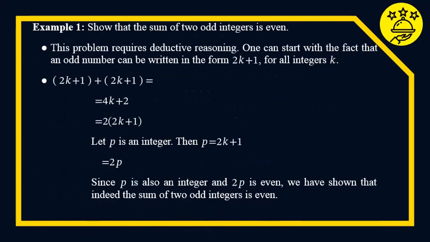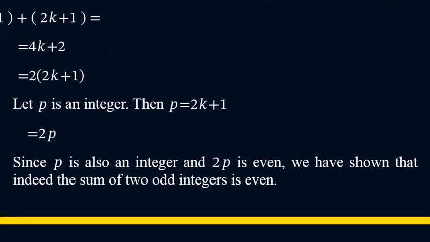Let us have example number 1. Show that the sum of two odd integers is even. This problem requires deductive reasoning. One can start with the fact that an odd number can be written in the form 2k plus 1 for all integers k. 2k plus 1 plus 2k plus 1 is equal to 4k plus 2. Then, getting the common factor, 2 times the quantity 2k plus 1.